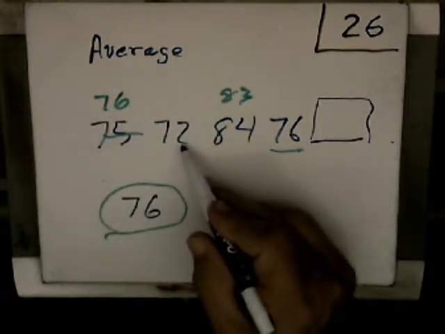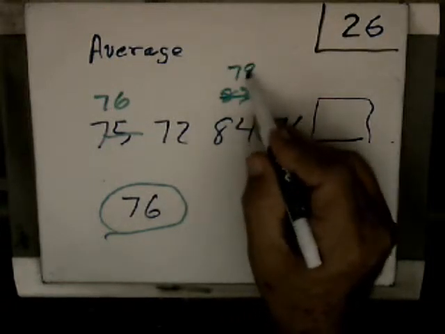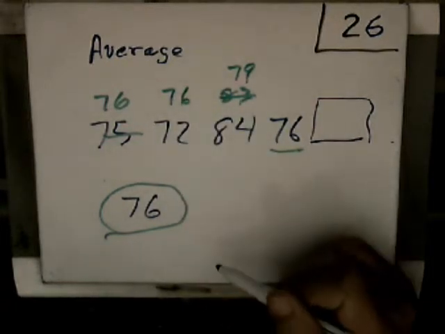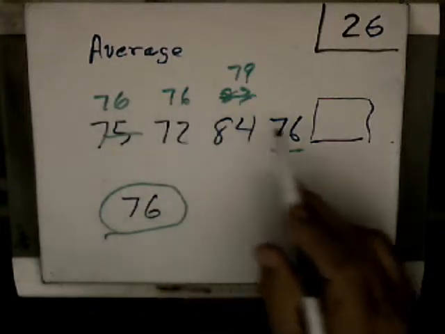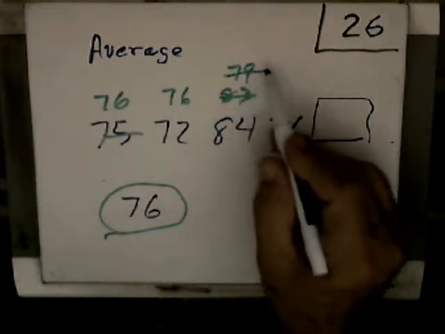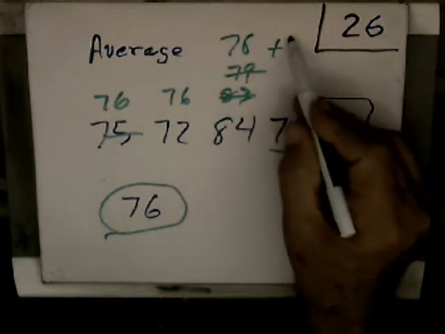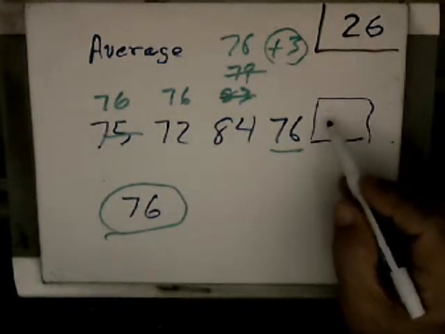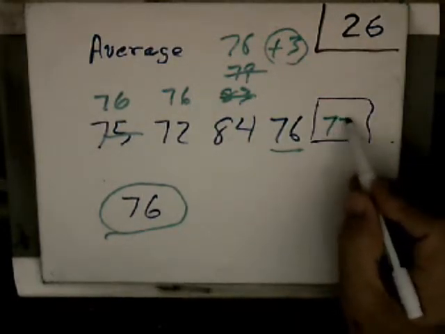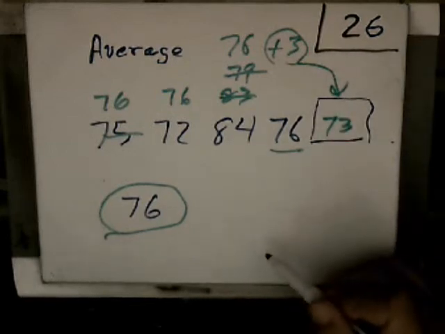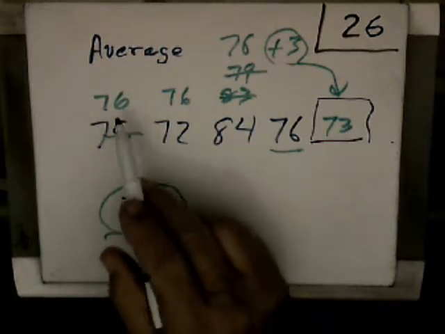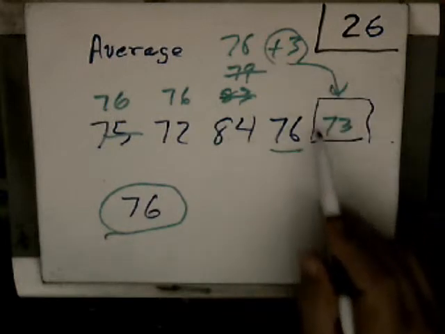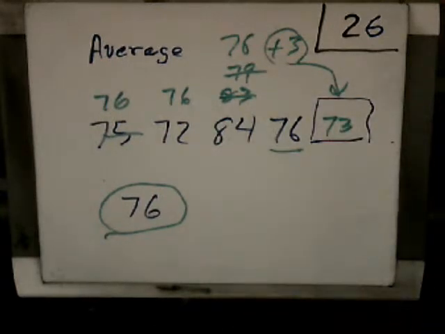Well, this needs 4 to be 76. So I'm going to borrow 4. That's 79. This is now 76. So I have 76, 76, 76, and I'm going to make this a 76 plus 3. In other words, I can borrow this 3 over here. So all I would need here would be a 73 plus that 3 to get 76. And then I would have an average, 76, 76, 76, and 76 here, of course. So that would be my quick approach to this.